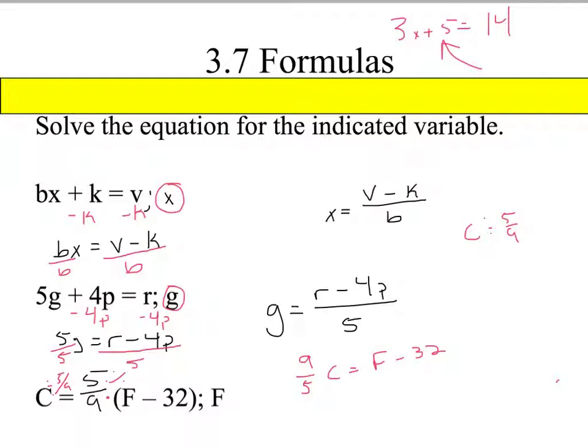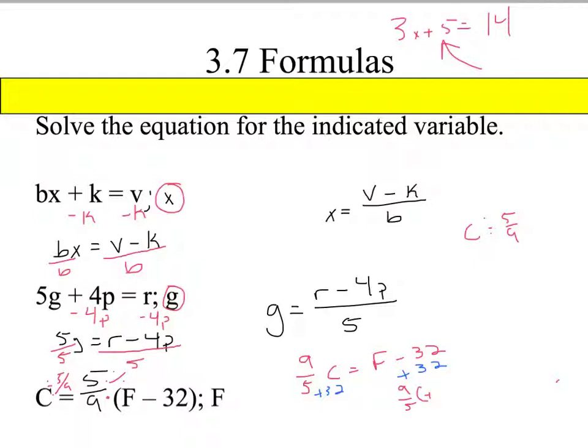What's the only thing that's stopping me from having F by itself? It is that minus 32. Opposite operation. I need to add 32 to both sides. Add 32 to both sides.